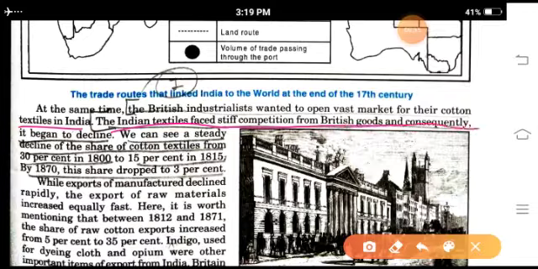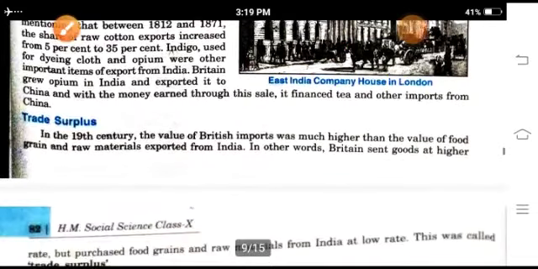Now these are the areas you have to see, how Alexander found the Red Sea, and how some of the European people went to take up trade in the US and other parts of Asia. These were the trade routes that linked India to the world at the end of the 17th century.